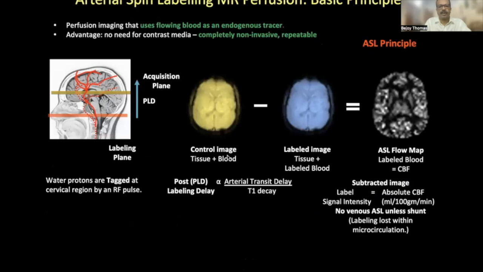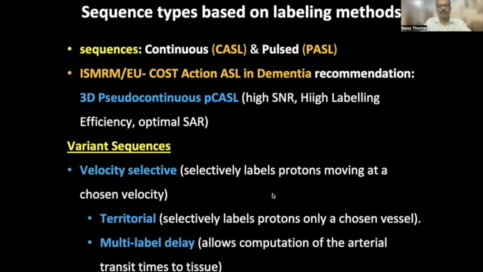The basic principle is again, control image minus labeled image gives you the ASL flow map image, which is proportional to the arterial transit delay and inversely proportional to the T1 decay. This is really important and we'll discuss it in the coming slides.